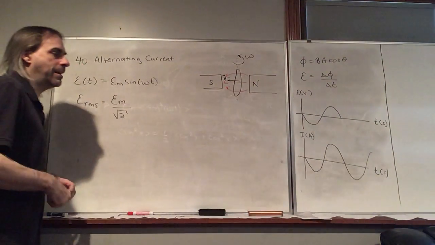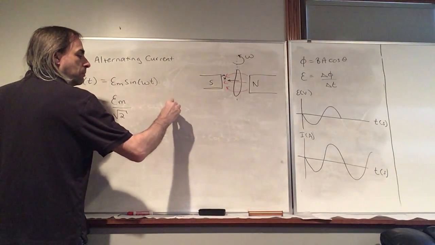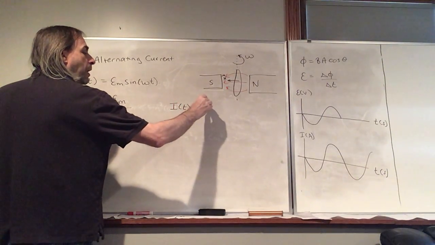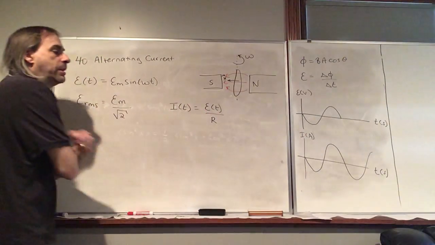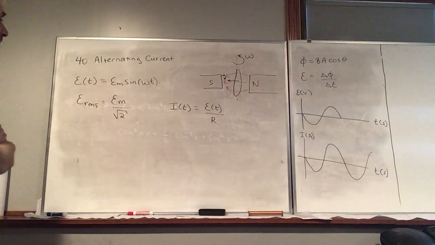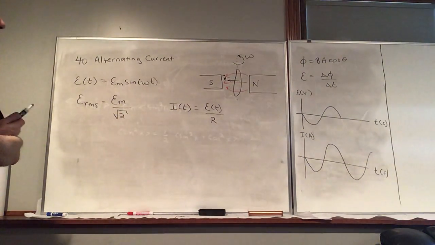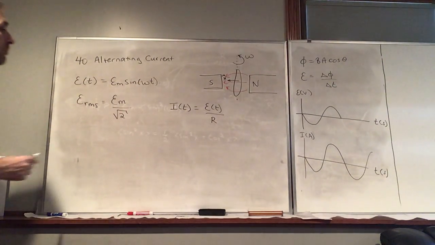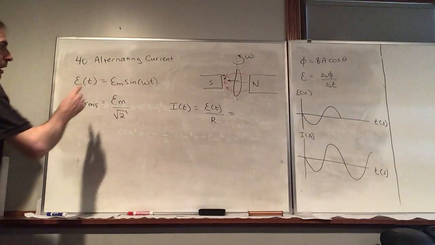Now, current is kind of the same thing. If we just have Ohm's law, if we look at the current as a function of time, current is the voltage over the resistance. So we're going to get the same deal as before. It's going to be described by, let's just plug this in.